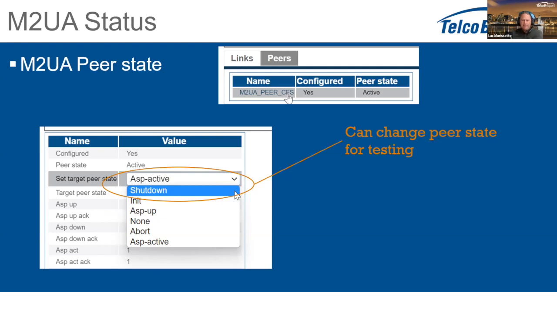Like I said before, I think the default is ASP active here, and the only other mode I will really use is shutdown. Because if you use abort, it's just going to bring the link down and up. If you use init, it's going to stay in the init state. So it's not super interesting when you try to troubleshoot. I think shutdown is the correct mode, completely shuts down the M2UA. Then you can start your signaling trace and make it active, and you can see all the packets coming into the system.